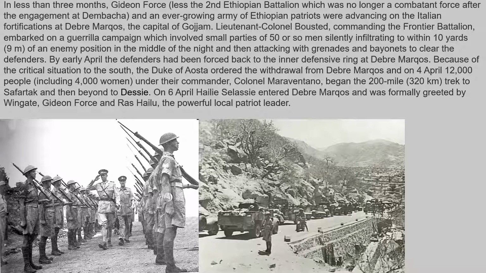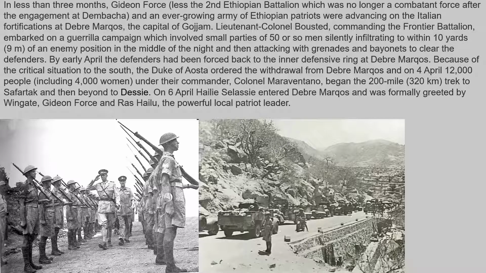But Lieutenant Colonel Boustead, commanding the frontier battalion, embarked on a guerrilla campaign which involved small parties of 50 or so men silently infiltrating to within 10 yards, 9 meters of an enemy position in the middle of the night, and then attacking with grenades and bayonets to clear the defenders. By early April, the defenders had been forced back to the inner defensive ring at Debre Markos.